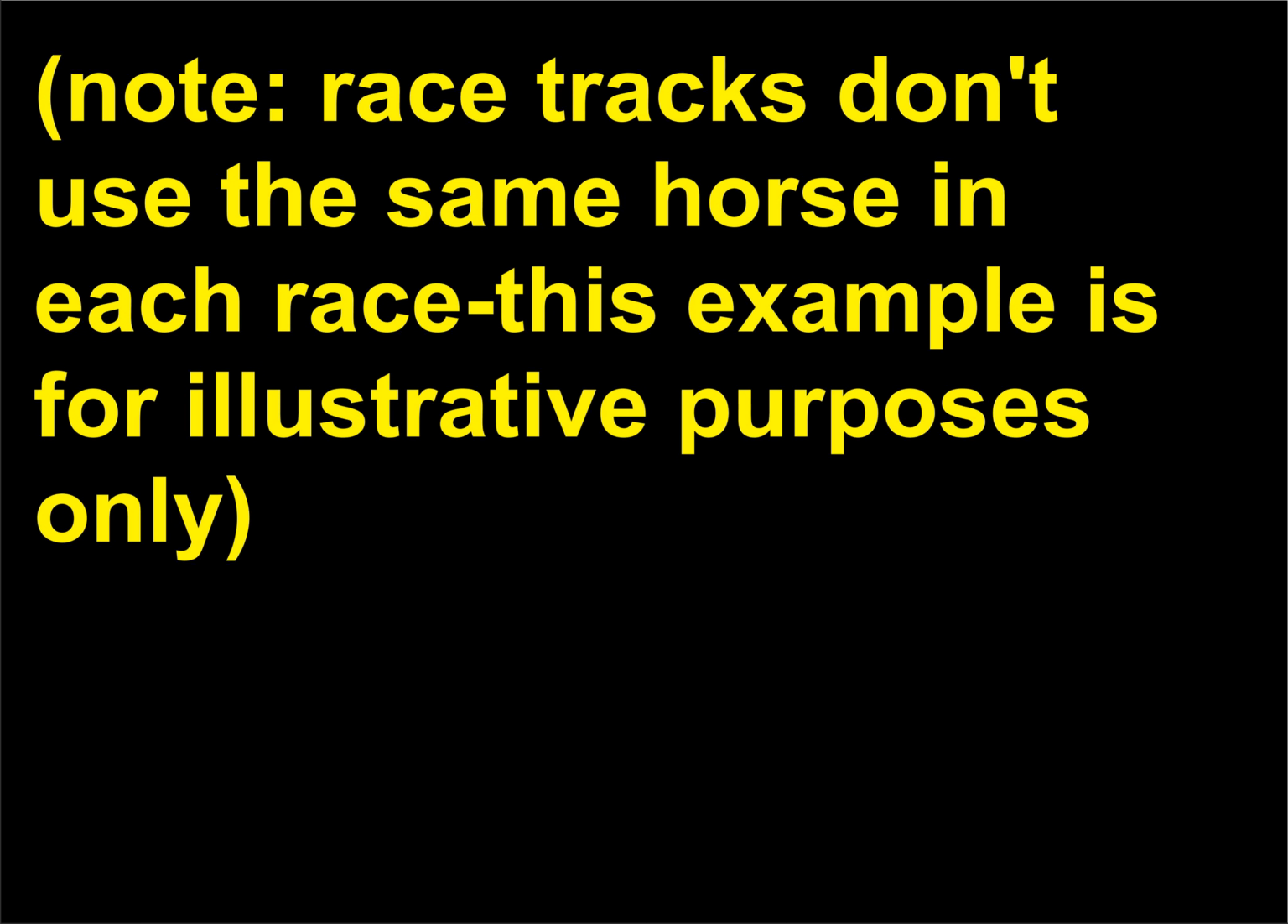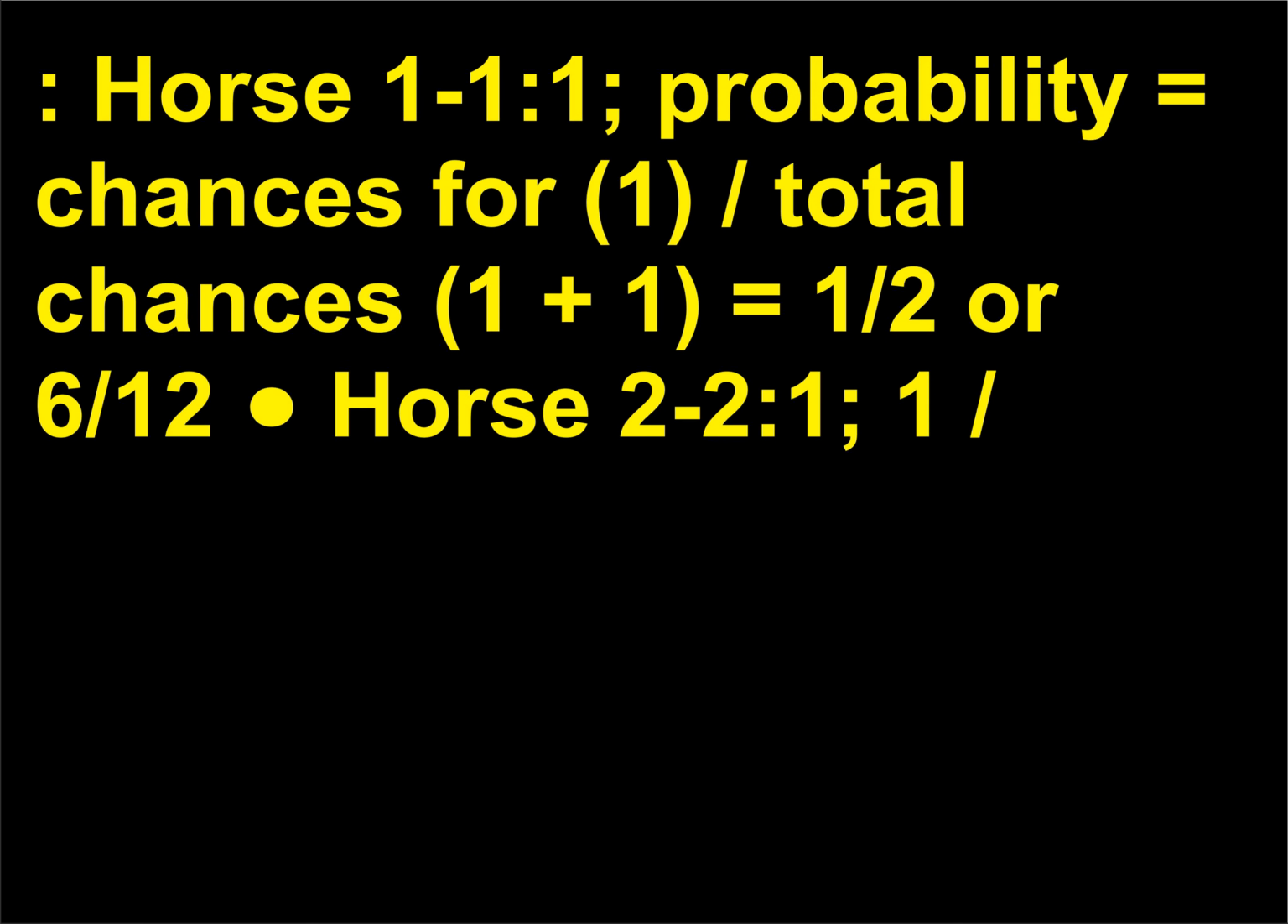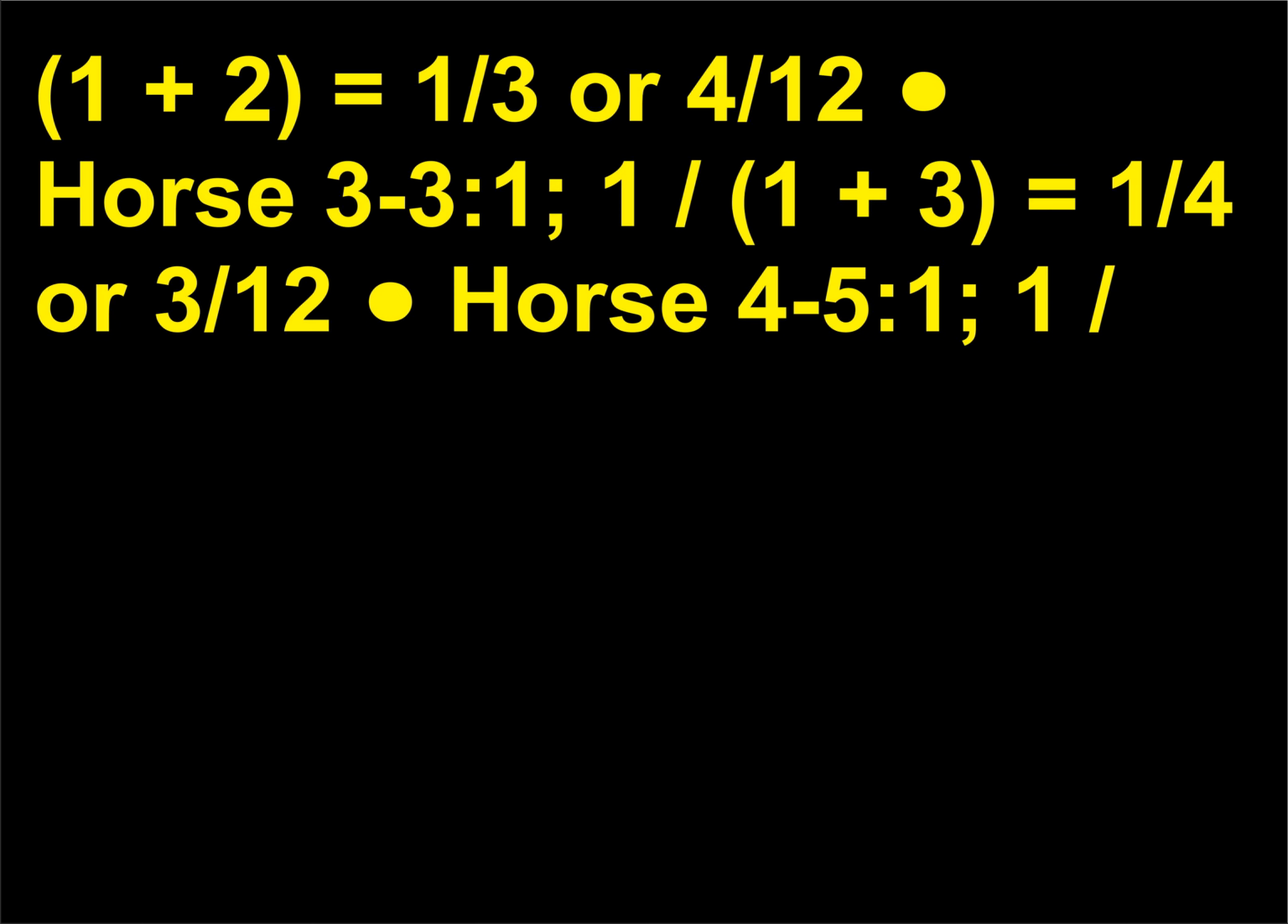Note, racetracks don't use the same horse in each race. This example is for illustrative purposes only. Horse 1, 1:1, probability equals chances for 1 / total chances, 1 + 1, equals 1/2 or 6/12. Horse 2, 2:1, 1 / 1 + 2 equals 1/3 or 4/12.